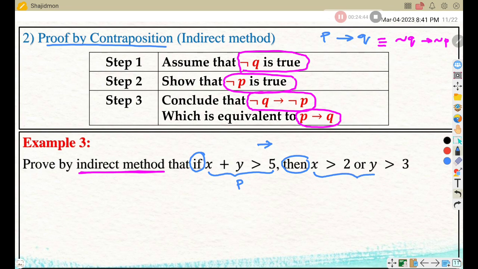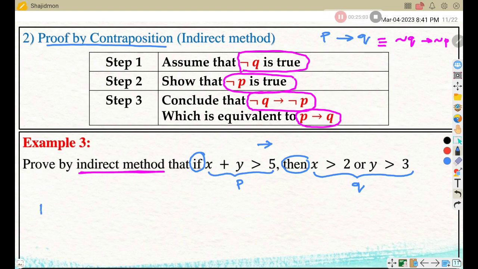Then what we need to prove? We need to prove the Q statement is also true. If this is true, then this is also true. If x plus y greater than 5, then x greater than 2 or y greater than 3. We need to prove this statement. If P is true, then Q is also true.